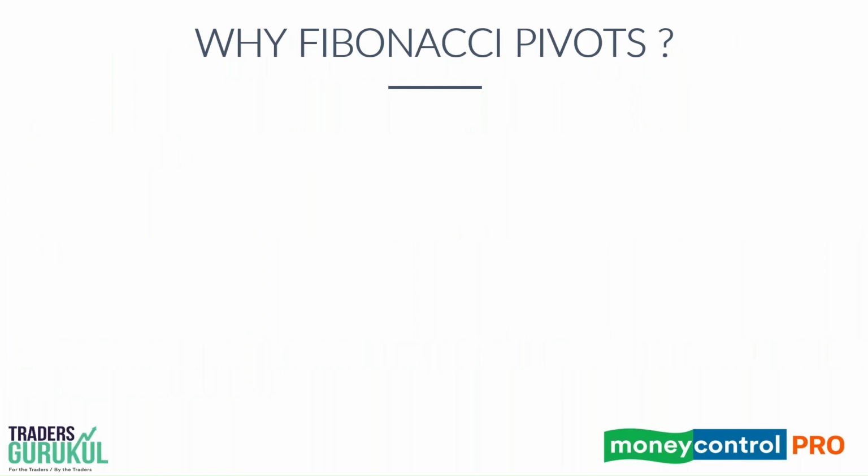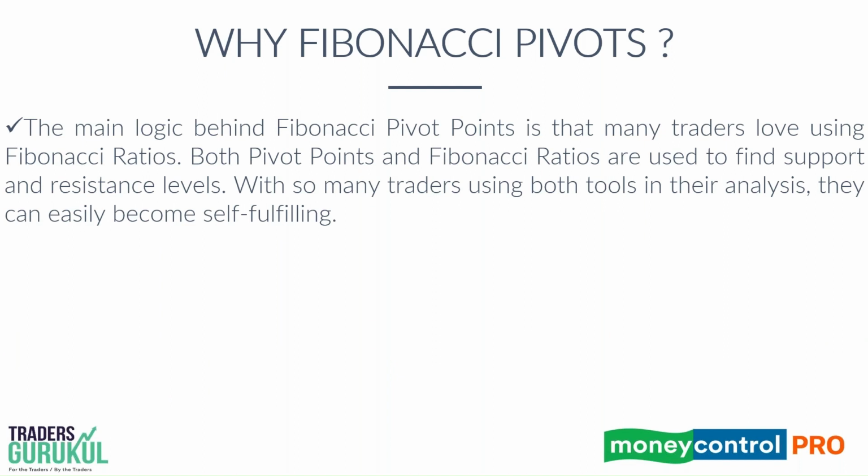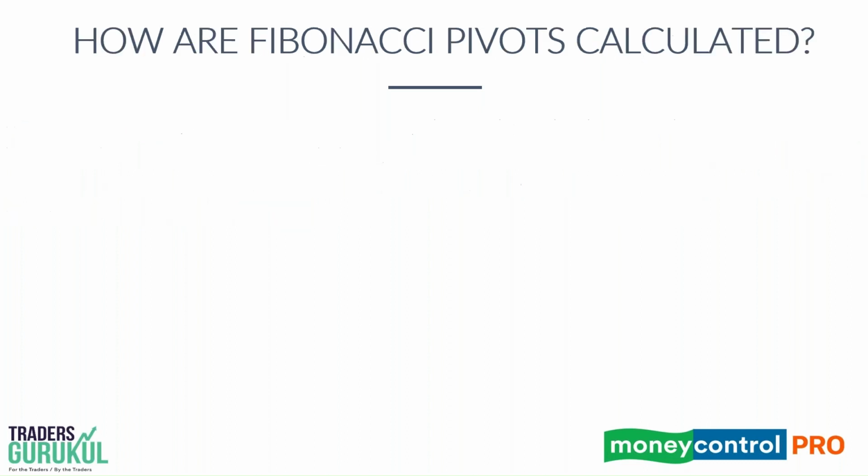Now, second thing, why Fibonacci pivots and why not the standard pivots? The main logic behind Fibonacci pivots is that many traders love using the Fibonacci ratios. Both pivot points and Fibonacci ratios are used to find support and resistance levels. In short, Fibonacci pivots are pivot points. What are pivot points? Pivot points are computed support and resistance levels that help us find a breakout or breakdown on charts. The chart can be of anything, whether it is Bank Nifty or anything that can be plotted on the chart.